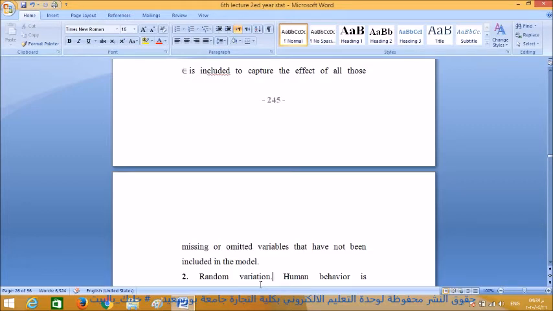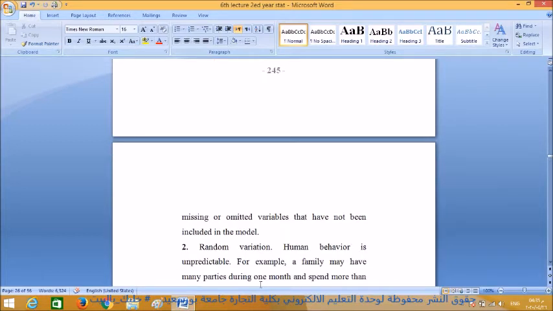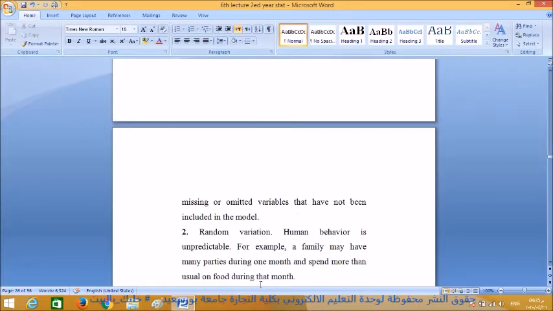Number two, random variation. Human behavior is unpredictable. For example, a family may have many parties during one month and spend more than usual on food during that month.